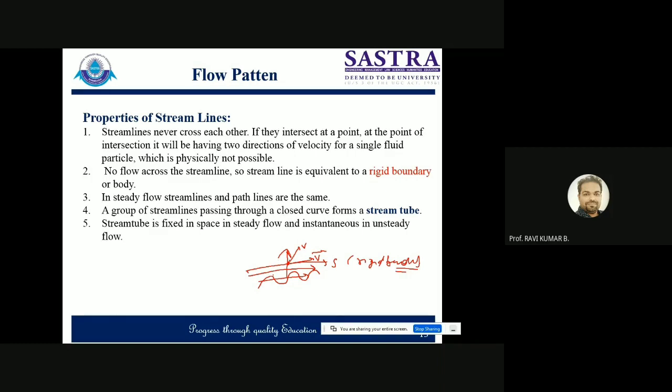So there is no cross flow. There cannot be flow across it, but there will be flow parallel to it, or within it. Right, that's one thing. So there is no flow across the streamline. So a streamline is equivalent to a rigid boundary.